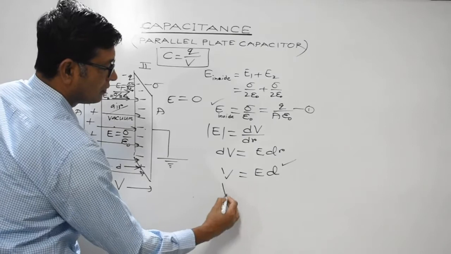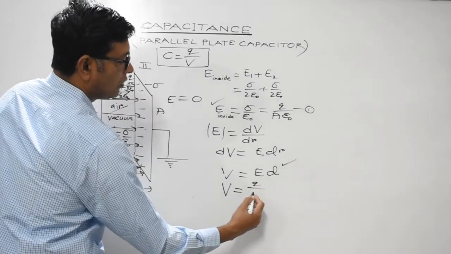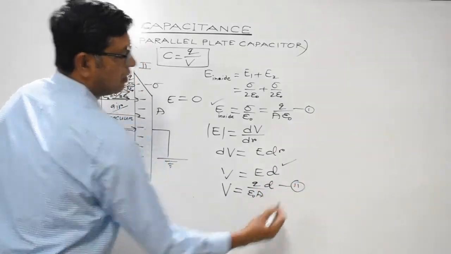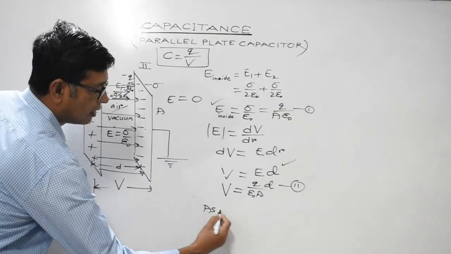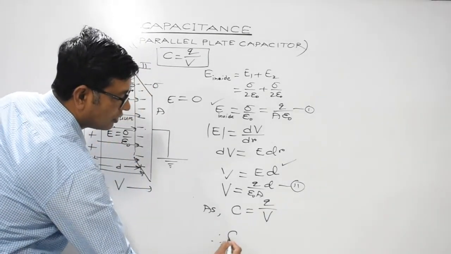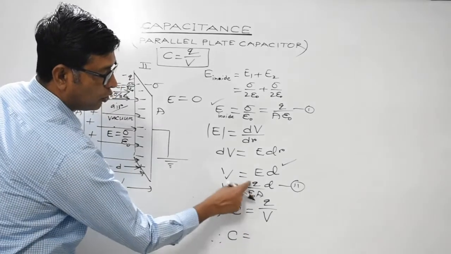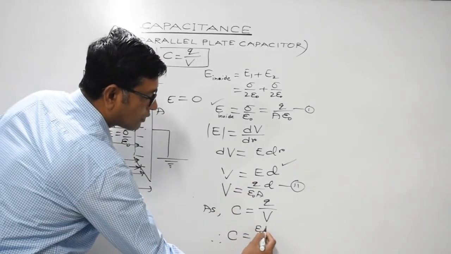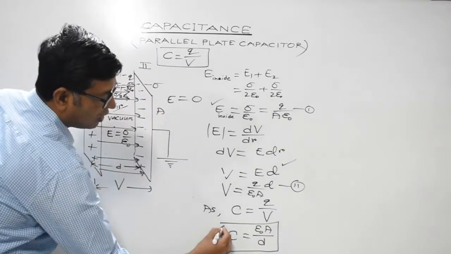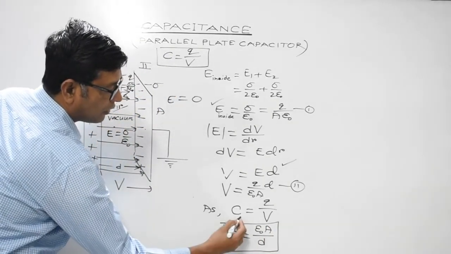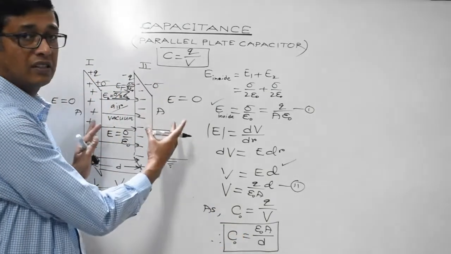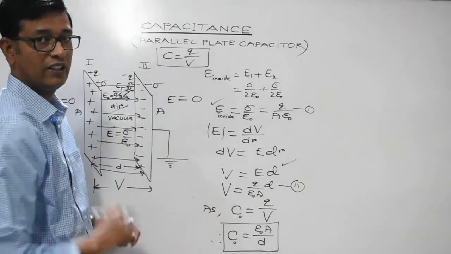So what you get is Q divided by epsilon naught A from equation 1, into d. As the capacitance of any capacitor is given by Q by V, substitute this value of V over here, and Q gets cancelled. What you get is epsilon naught A divided by d. This is the formula for the capacitance in the case of air or vacuum. Let us denote it by C0, where C0 denotes that the space between the plates is filled with air or vacuum.